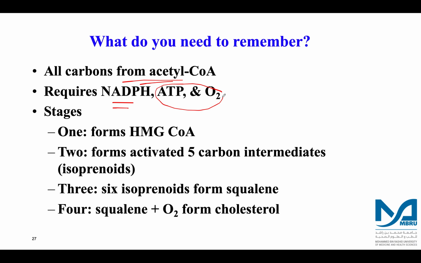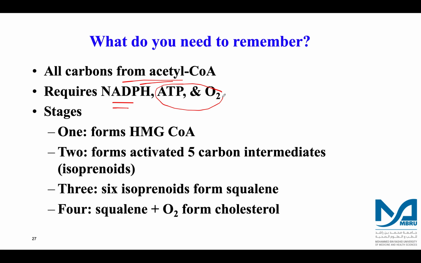And in the third step, we convert isoprenoids to squalene. And in the fourth step, we take squalene and oxygen and we form cholesterol. So these are the 4 very, very broad steps that are involved in the formation of cholesterol. You do not require to go through any of the individual steps or memorize any of the structures.